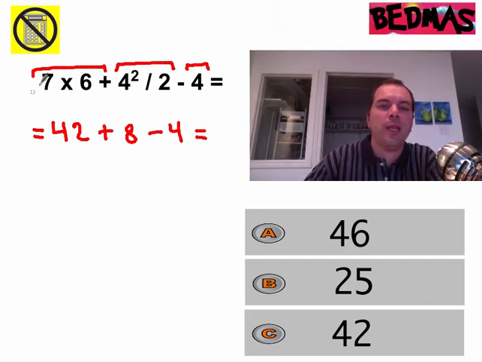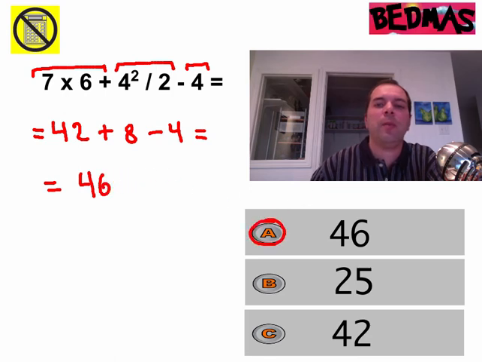And continue. 7 times 6 is 42. 4 squared is 16 divided by 2 is 8. Minus 4 is equal to 4. So now I got 3 terms on level. So 42 plus 8 is 50. 50 minus 4 is 46. And therefore you were right if you said part A.